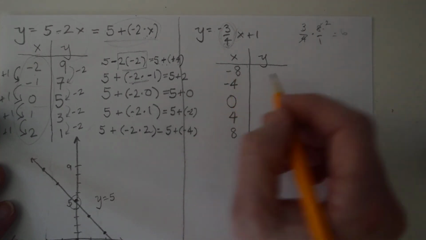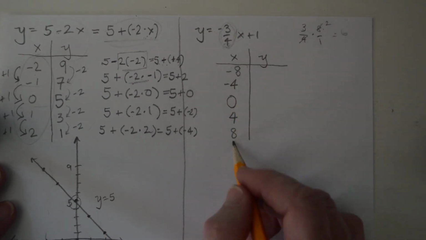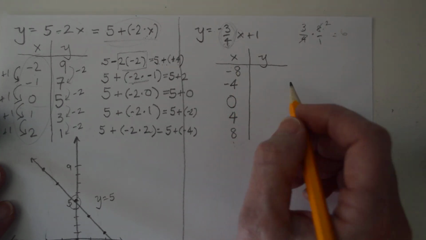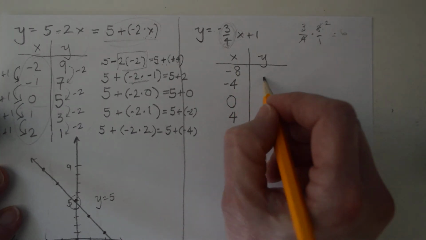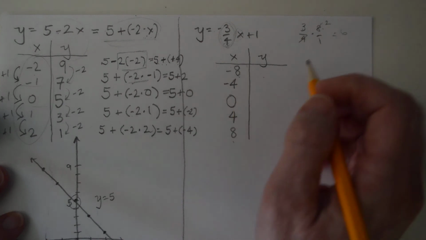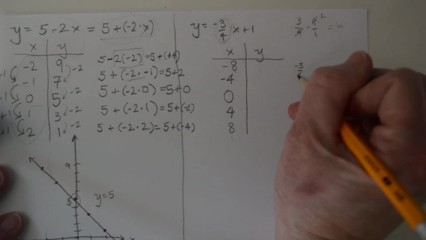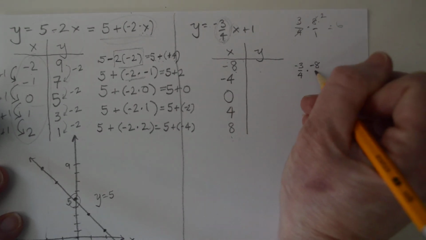All right, so let's do that. We may end up not wanting to graph those. I'm not sure if they'll end up being too big, but let's just try it. So the y value that goes with -8 is going to be -3/4 times -8. I'm going to write that as -8 over 1.